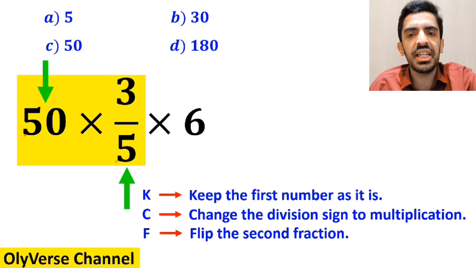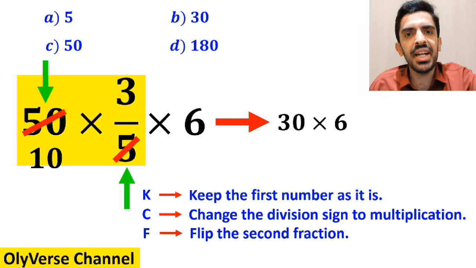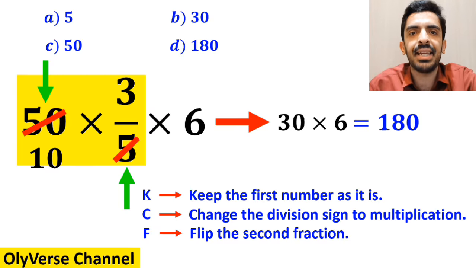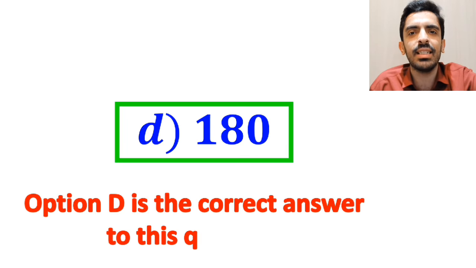Now, the number 50 cancels out with the 5 in the denominator and this expression simplifies to 30 multiplied by 6, which finally gives us the answer 180. Therefore, option D is the correct answer to this question.